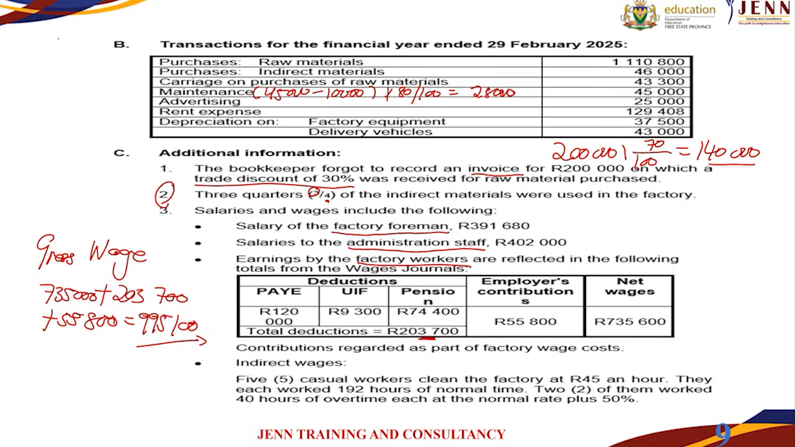Then that will be the final answer for our maintenance. And then the next one that we could also look at is rent expense. We have paid 129,408. However, we need to know how much of this did the factory actually use.